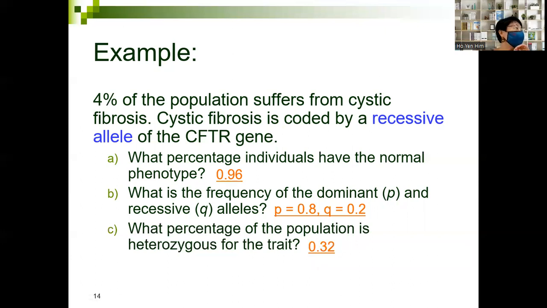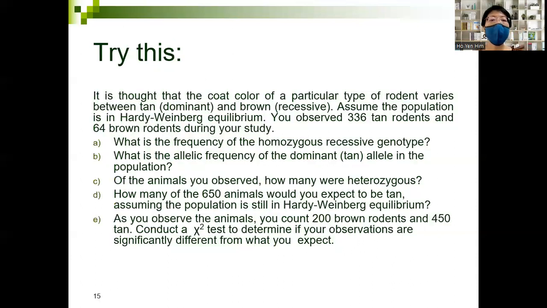0.32, so 32%. Sounds very straightforward. Easy, yeah? Can do, huh? Okay, so let's try the next question. This one is interesting. It is thought that the coat color of a particular type of rodent varies between tan, which is dominant, and brown, which is recessive.